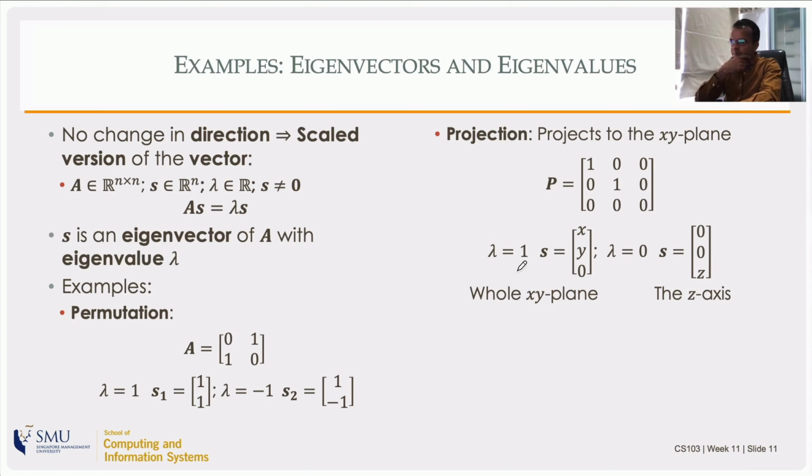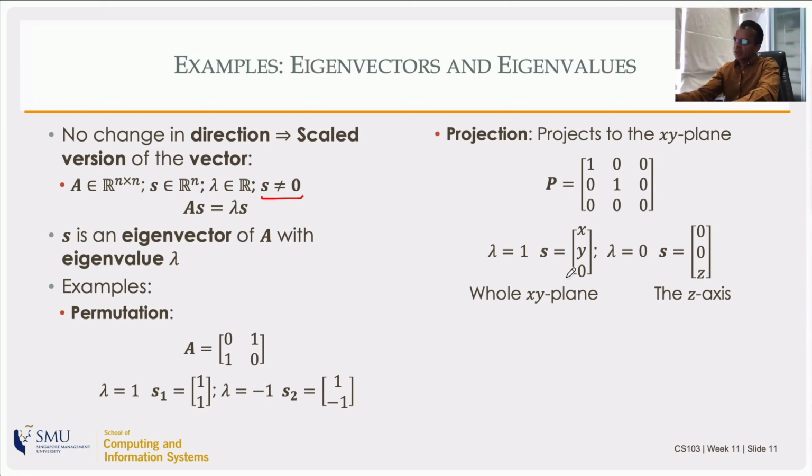So all vectors on the xy plane will be eigenvectors, the whole of the xy plane. Now there is another eigenvector: I take any vector along the z-axis, that will become (0, 0, 0), and that is an eigenvector with the eigenvalue 0. So eigenvalues are allowed to be 0, but eigenvectors are not allowed to be 0. Eigenvalues can be 0. So in this case, the second eigenvalue is actually 0.